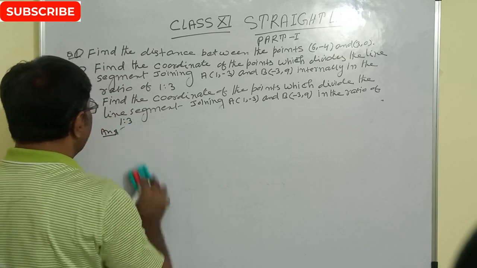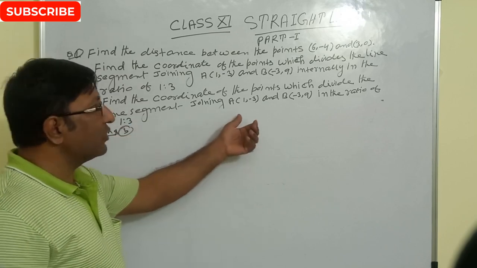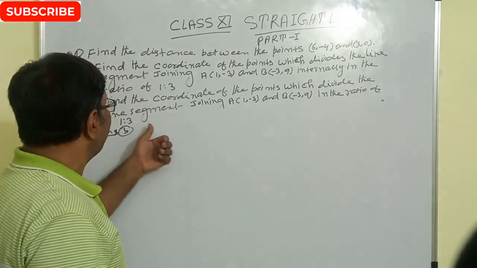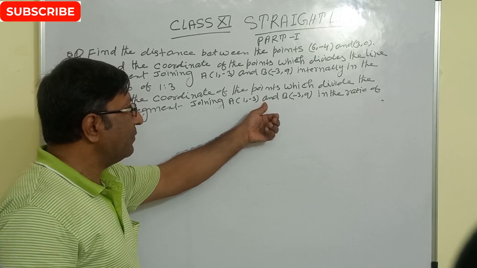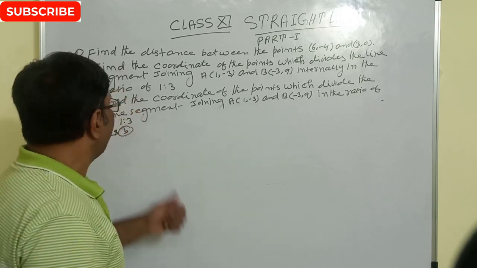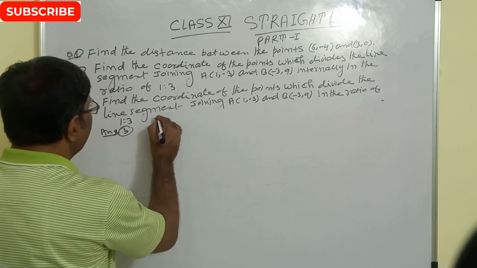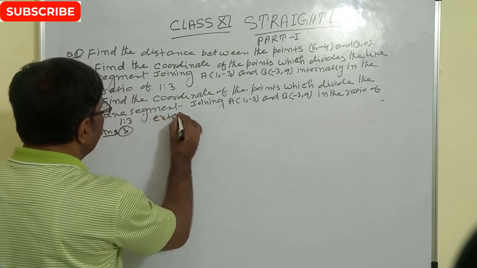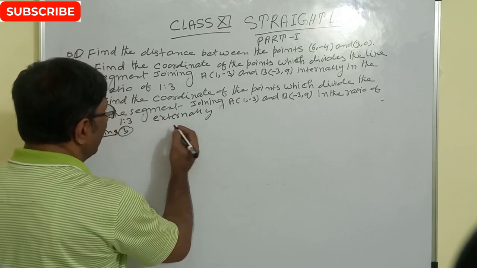Now you see the next question, that is the third question. Find the coordinates of the point which divides the line segment joining A (1, -3) and B (-3, 9) in the ratio of 1:3 externally. That means here this point divides externally. So what is the formula?